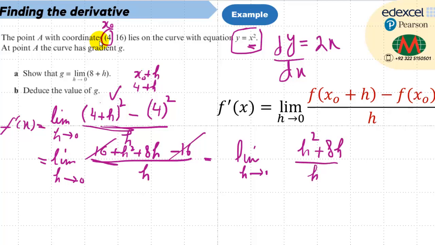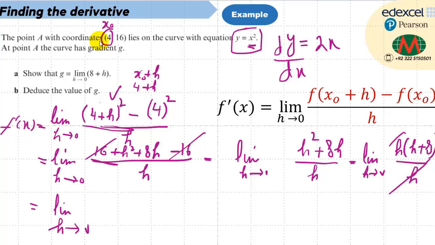Let's take common from here. So now instead of writing this limit again and again, h common. So it will be h plus 8 over h, and see this h will cancel out, and now we have limit h tends to 0, h plus 8. So this is the simplified form. So we've done the first part.